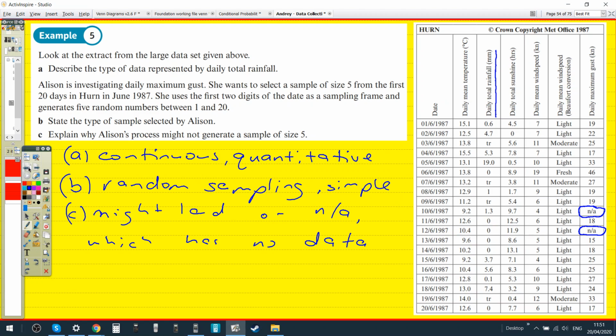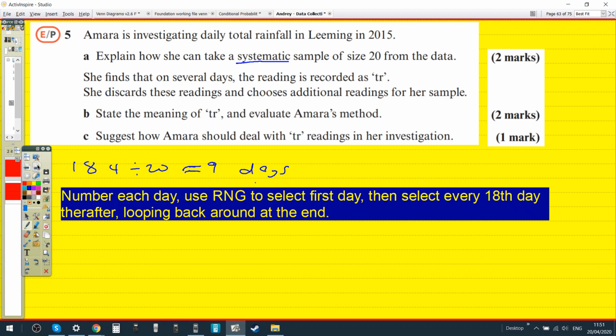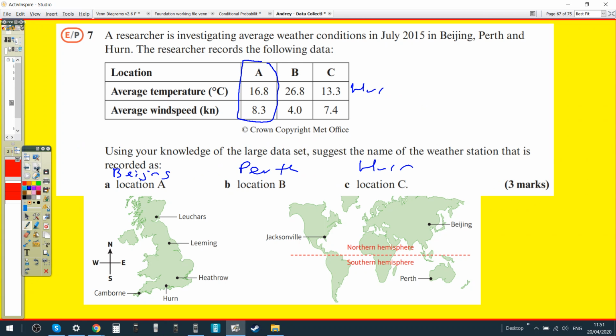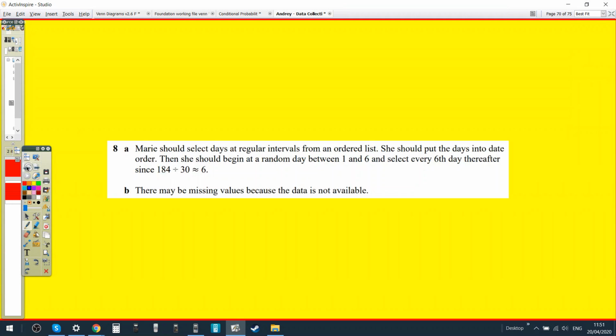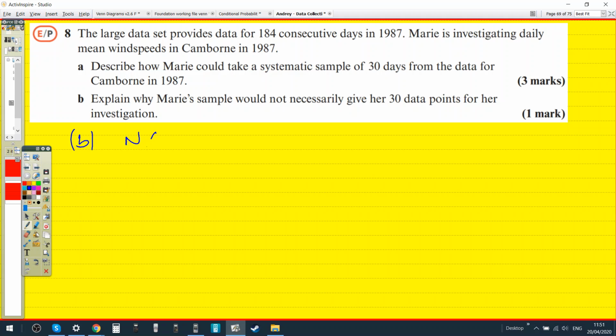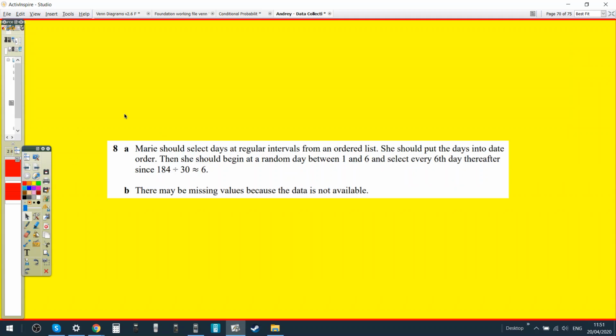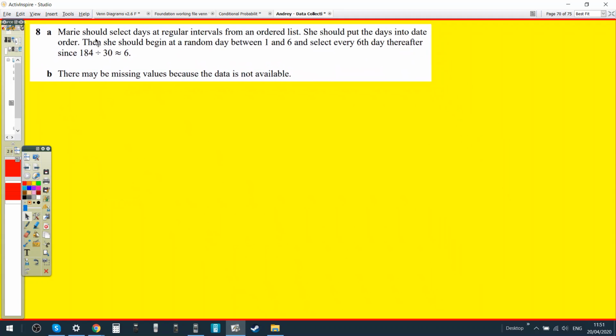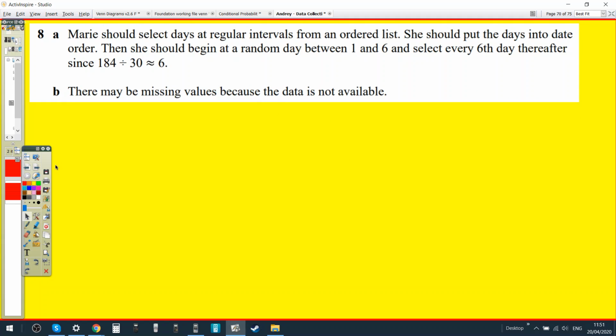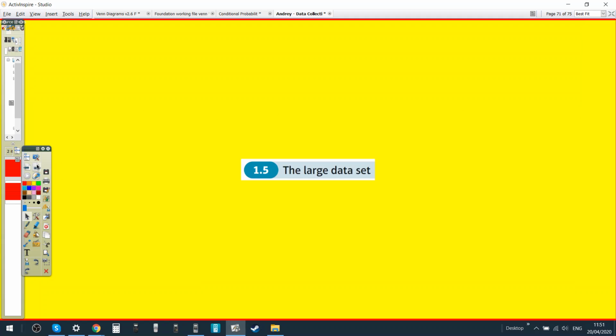Oh, might have an NA or something like that in the data. Yeah, and so they give you a separate thing with all the stuff in it, and you just have to look at it, on an Excel spreadsheet. There may be missing values because the data is not available, and then the other one was just a normal systematic sample. So large data set.